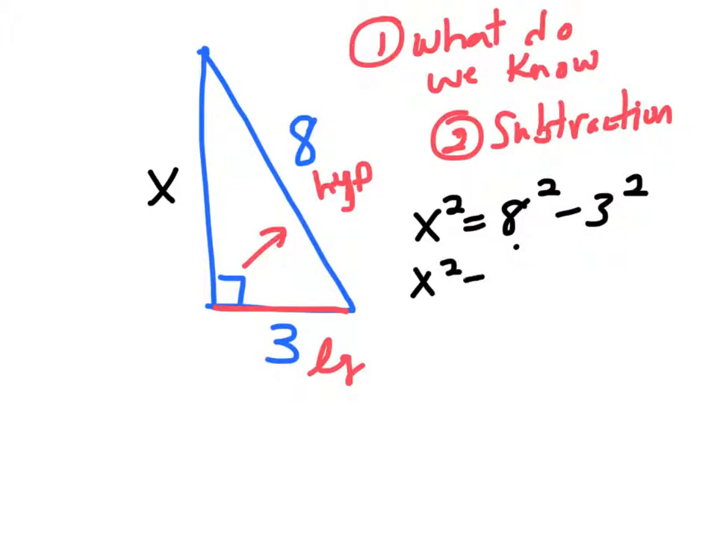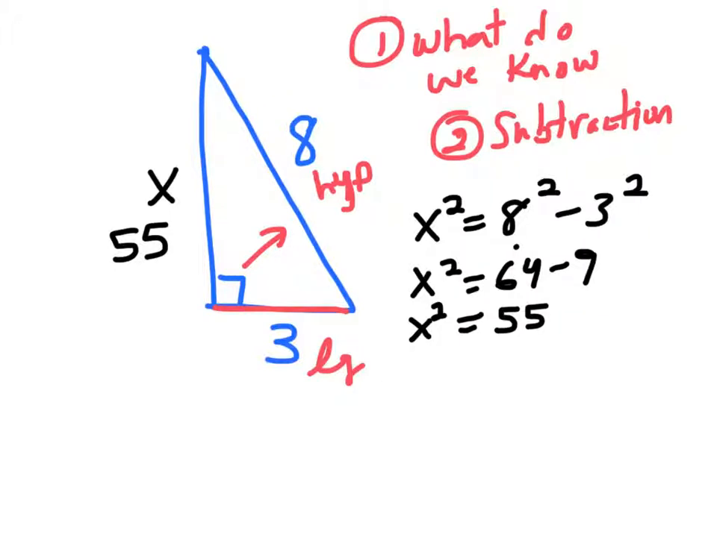And so x squared is going to be 64 minus 9. And so that's going to be 55. And you might be tempted to write 55 here as being the length, but look at the numbers. 55, 8, and 3. It just doesn't make any sense there because this is too big. The longest side is the hypotenuse, so this 55 will not work. It's an error. What we did is we forgot to take the square root.